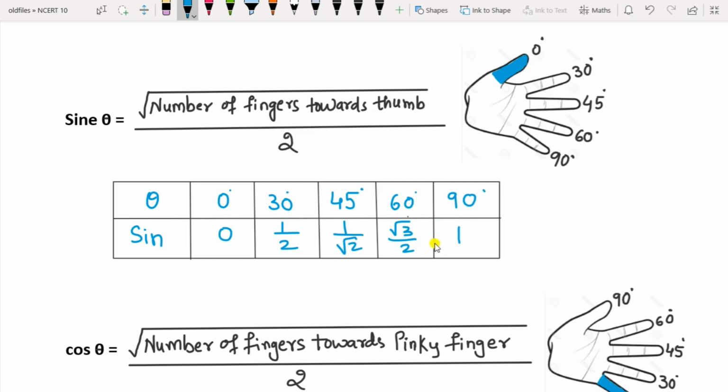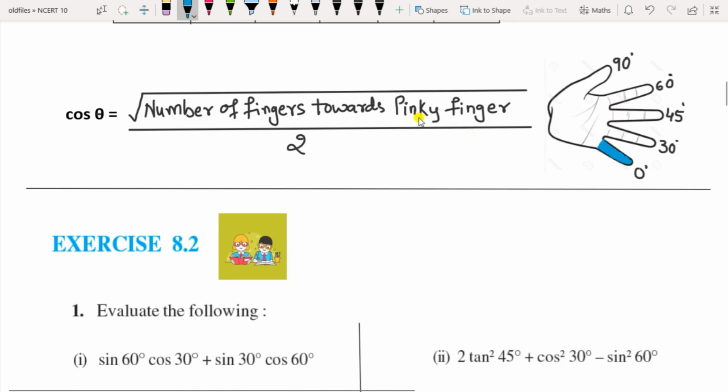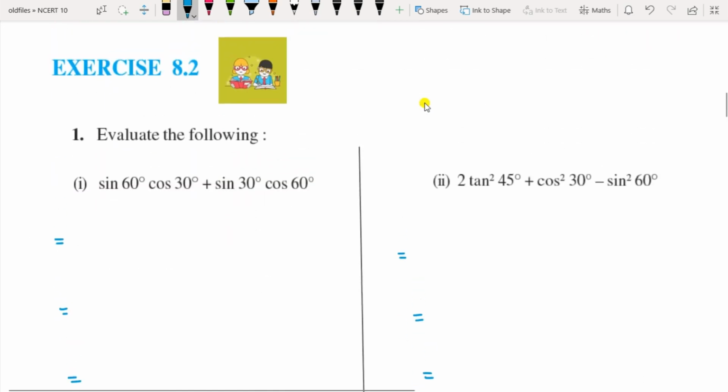And if you know the value of sine, you can find all the values of cos and the remaining functions. This is for cos. You can do it this way also for cos. Consider the same left hand palm, and now from the pinky finger towards the thumb, consider the values of theta as pinky finger as 0, ring finger as 30, middle finger as 45, index finger as 60 and thumb as 90. In the same way as you did for sine, you can find the values for cos too. Now let us start with our exercise 8.2 here.